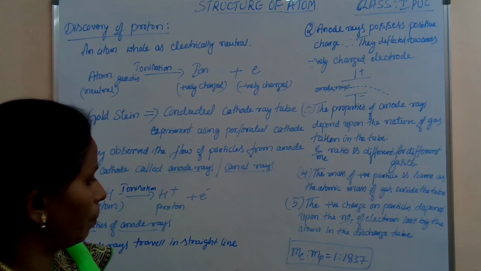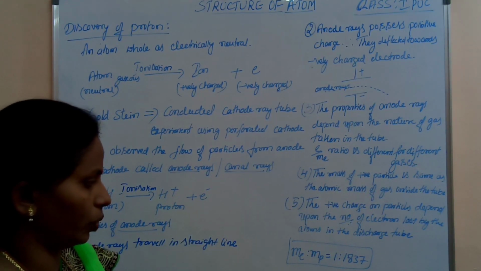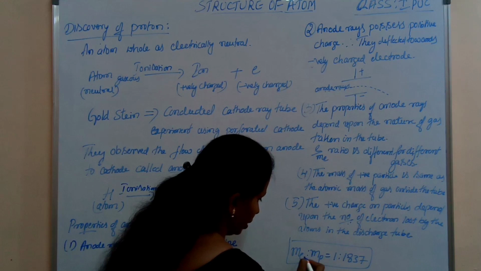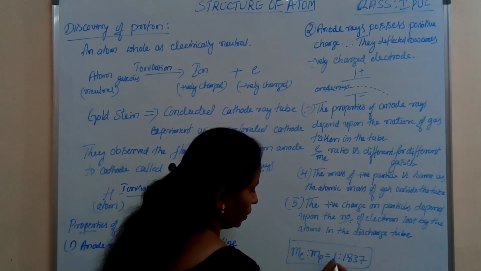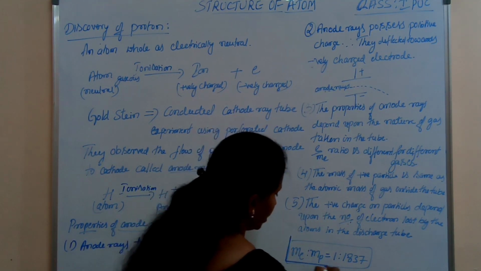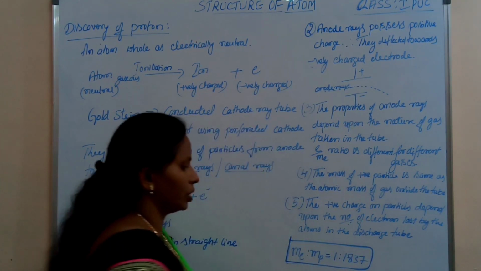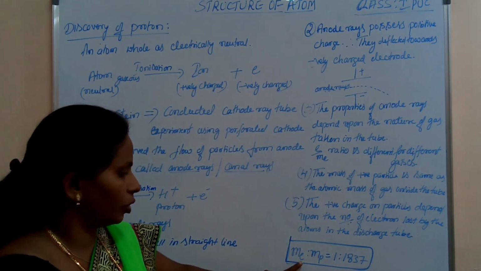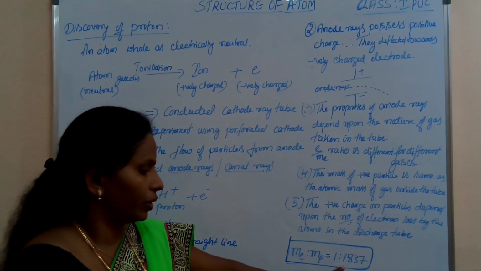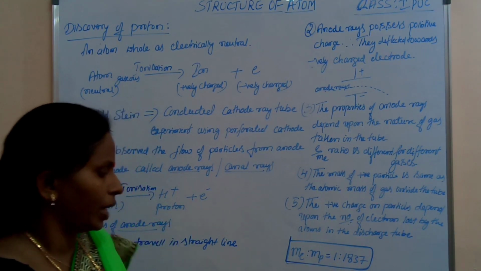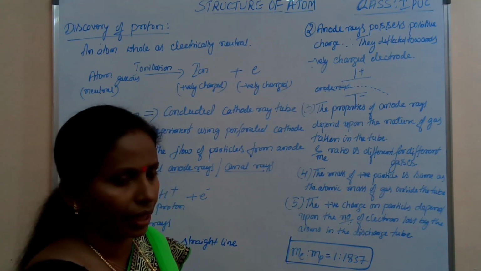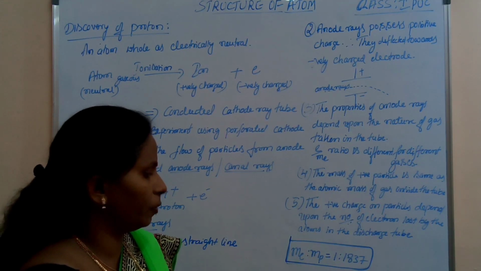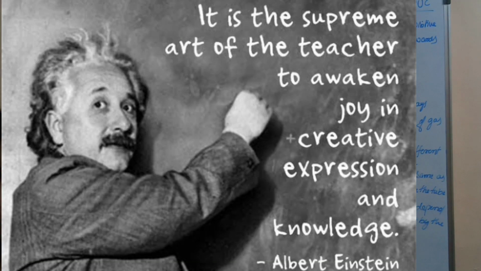Finally, they compared the mass of an electron to the mass of a proton. They found that the mass of an electron to the mass of a proton is equal to 1 is to 1837. Most important, they will ask this in the NEET exam also. The proton has a measurable mass, while the mass of an electron is negligible compared to the mass of a proton.